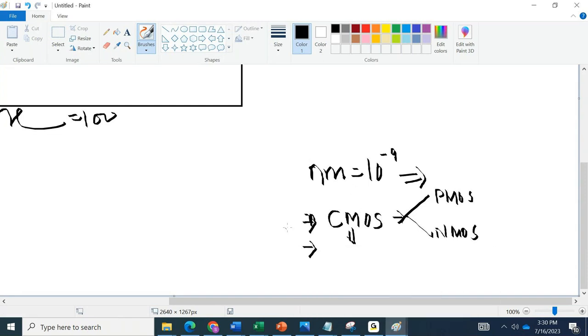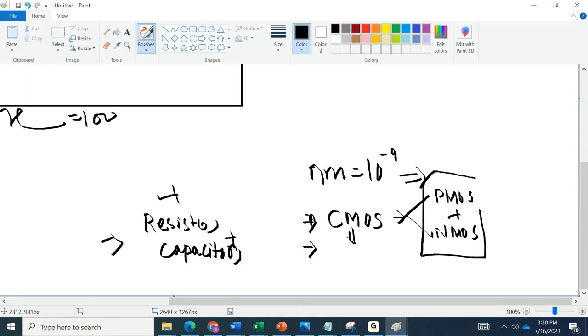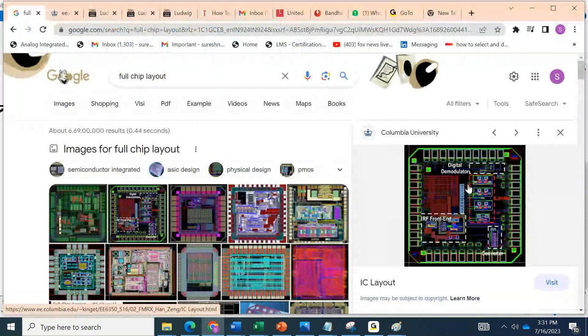And the rest is resistor, capacitor, some supply. But the devices I am talking about are transistor, resistor, capacitor, and PMOS and NMOS. 90% will be these devices, PMOS and NMOS. The whole structure is played with these PMOS devices. If you see inside, it is full of PMOS and NMOS devices.